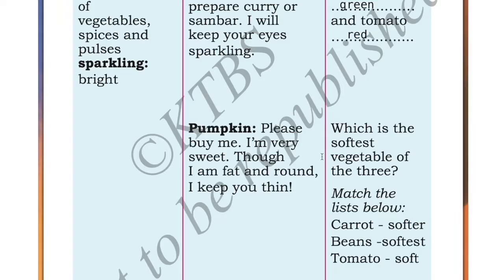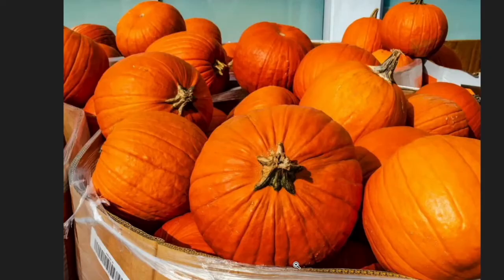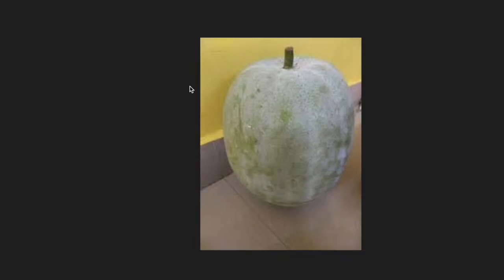In the meantime, let me show you an image of pumpkins. You can see here, this is a nice image of pumpkins. You can see that they are big, fat, and round. So there are different varieties of pumpkins. This kind is quite commonly found in India.